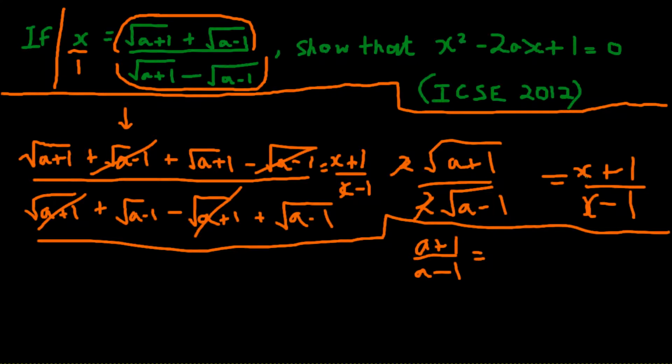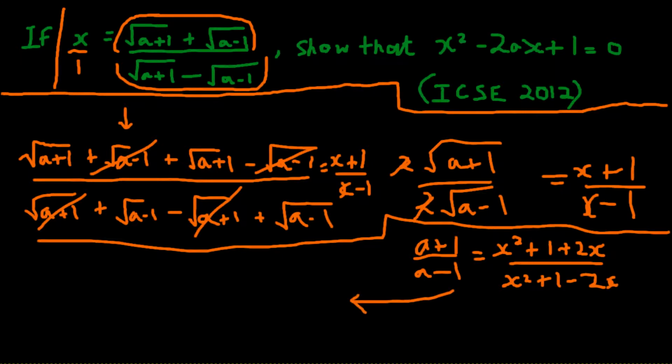So when you square x plus 1, you get x squared plus 1 plus 2x. Similarly here you get x squared plus 1 minus 2x. Now you just cross multiply, and I'm going to continue it here.